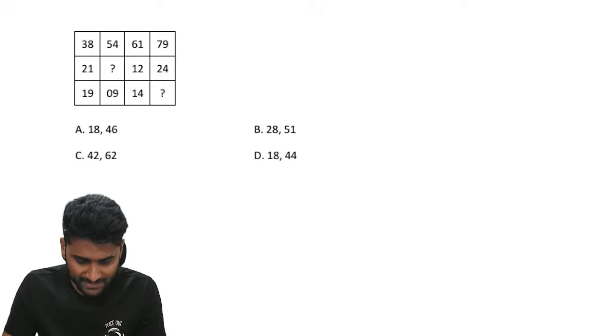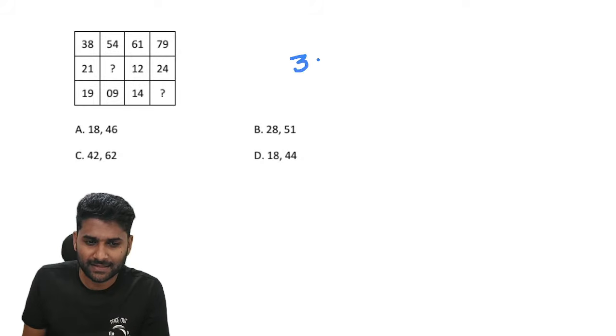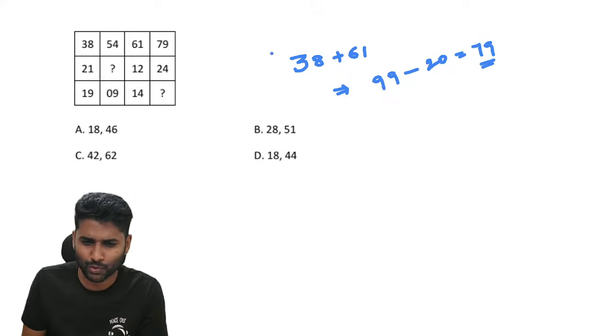Vidhi said how she will get 97, 38 plus 61. So what is the resultant of these two numbers? 99, right? Minus 5 into 4, 20, 79. Cool.